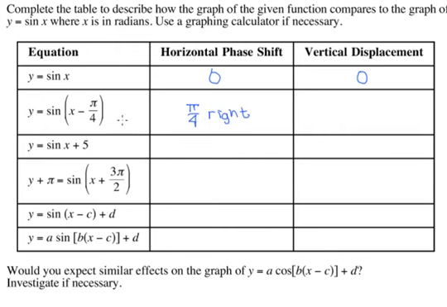There is no number out here to give a vertical displacement. Out here, if you put a minus 8 or a plus 10, you'd get something vertical, but it didn't happen this time. Sine x plus 5. This would be a vertical displacement, so 5 units up, and we have nothing for horizontal.